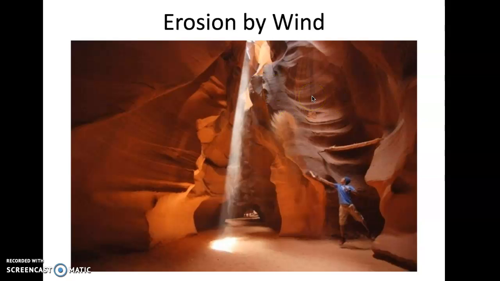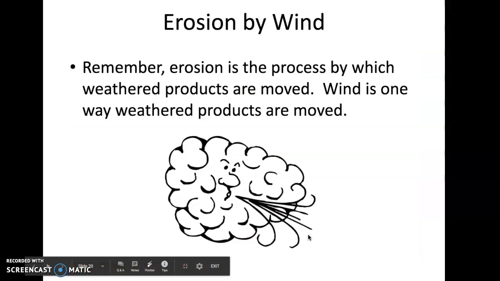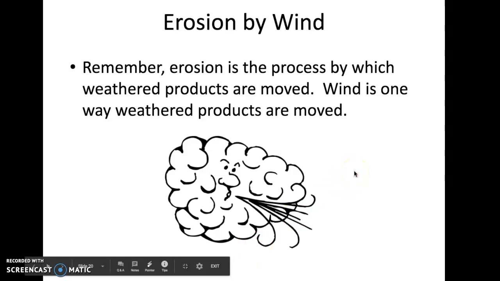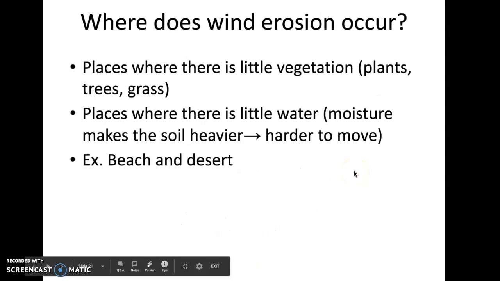I think definitely if I could paint better or create art better, I would try to recreate these. But I love how they seem to just flow in all kinds of odd shapes. Remember, erosion is the process by which weathered products are moved. Wind is one way weathered products are moved. We also know that they're moved by ice and water.